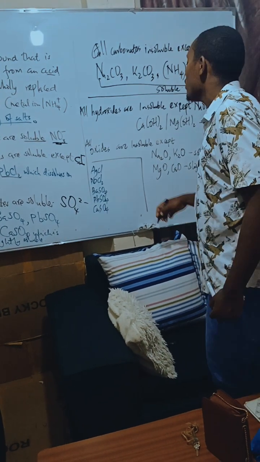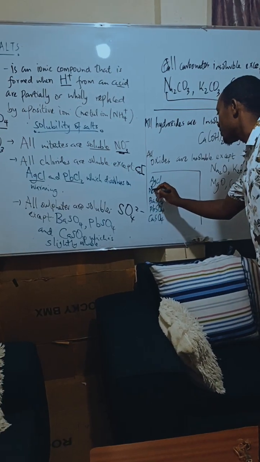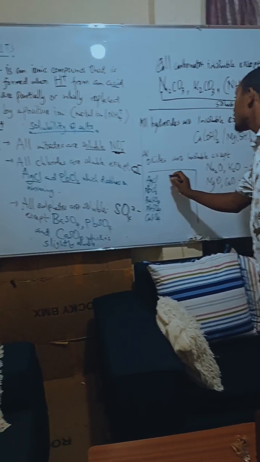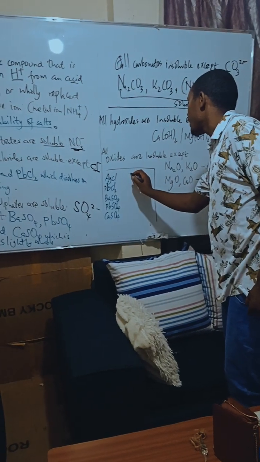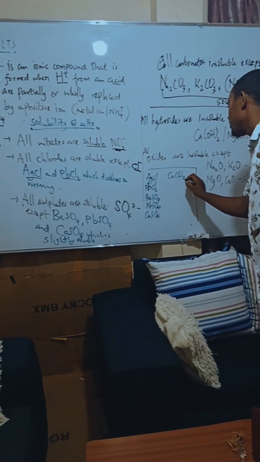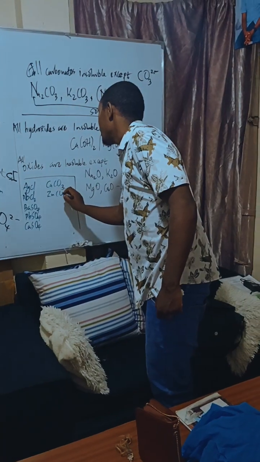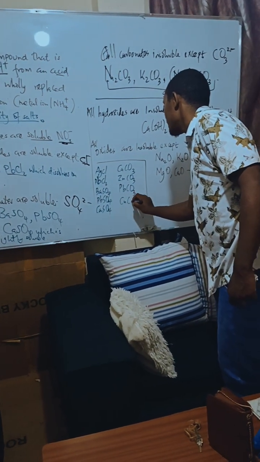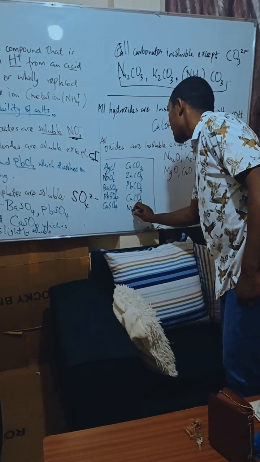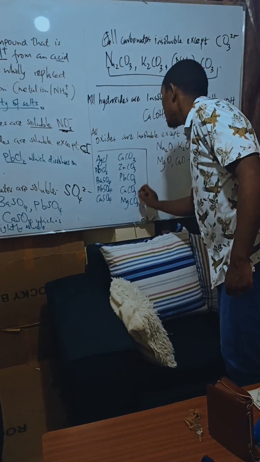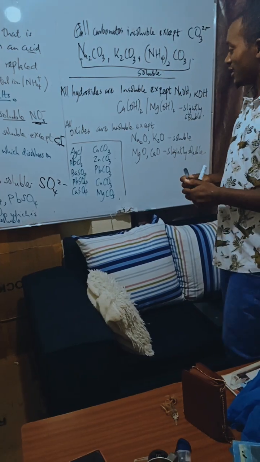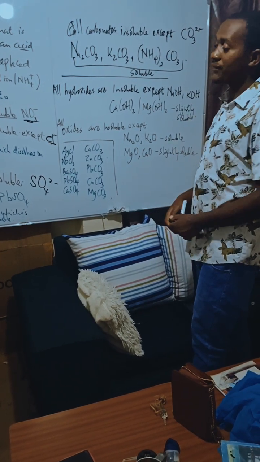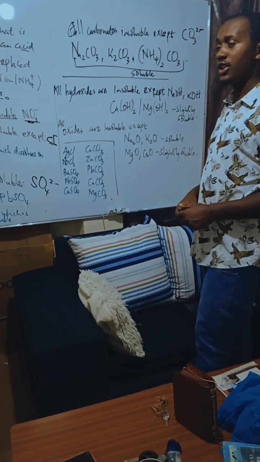And on carbonates, all of them are insoluble, except sodium carbonate, potassium carbonate, and ammonium carbonate. So calcium carbonate is insoluble, zinc carbonate is insoluble, lead carbonate is insoluble, copper carbonate is insoluble, magnesium carbonate is insoluble. So these are the salts that are insoluble, and we'll use the precipitation method to prepare them.